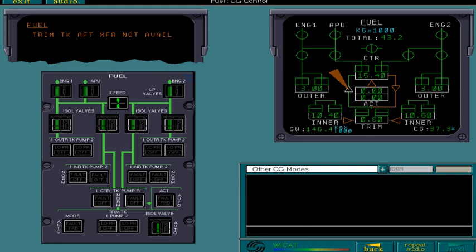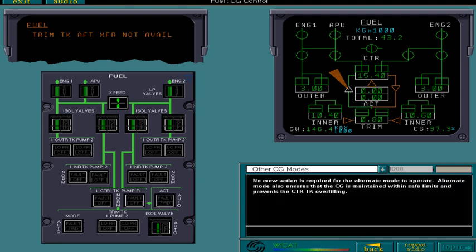No crew action is required for the alternate mode to operate. Alternate mode also ensures that the CG is maintained within safe limits and prevents the centre tank overfilling. More on trim tank faults will be covered later in the chapter. But first, some questions.